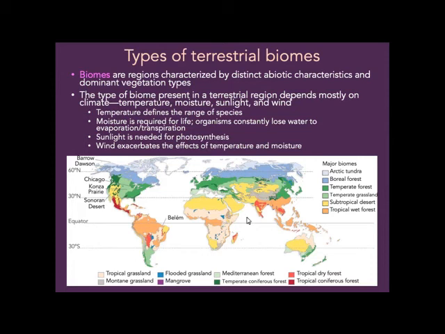And so we know that temperature defines the niche, right, or the range of most species that can only live in particular temperature ranges. Everything requires some kind of moisture for life, and all organisms are constantly losing water into the atmosphere, either by evaporation or transpiration. If something is a photosynthesizer, it needs sunlight for photosynthesis, so sunlight matters. And we also know that the amount of wind that an area receives is going to exacerbate the effect of temperature or moisture.